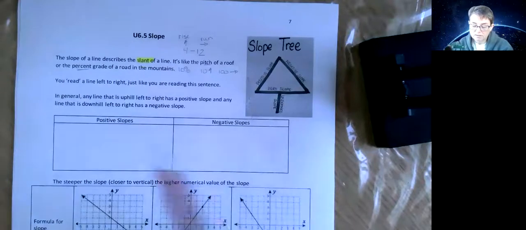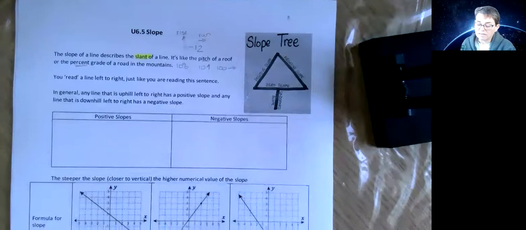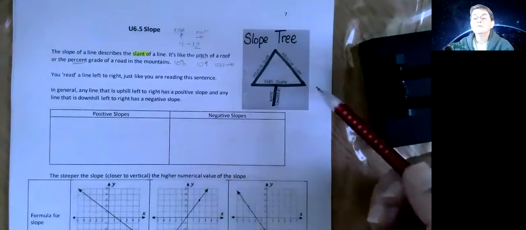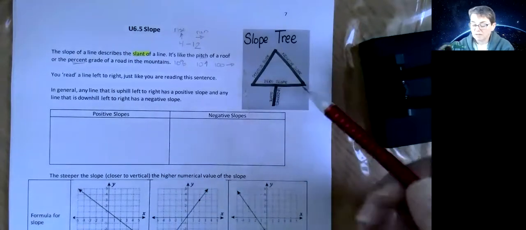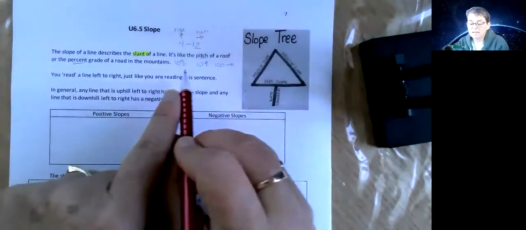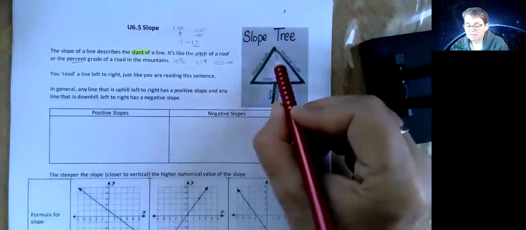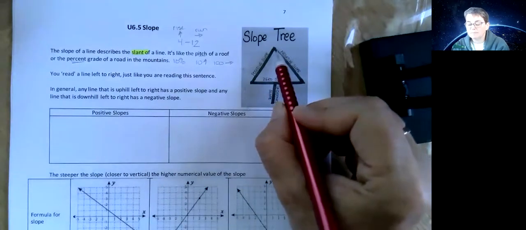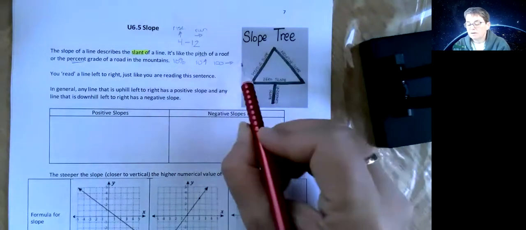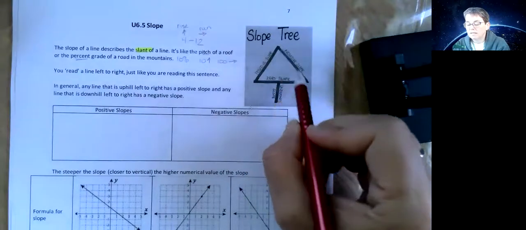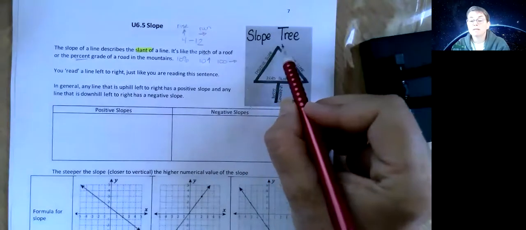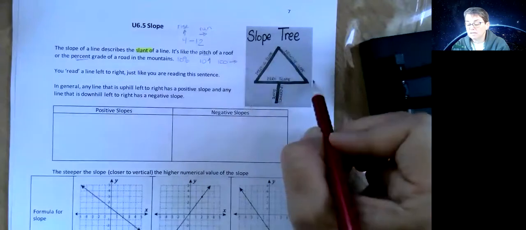In general, you read a line just like you'd read a sentence, left to right. I found this cool little slope tree, and I think it's brilliant. So we're reading this way. Any line going uphill, left to right, has positive slope. If you put a ball at the start of the line and it goes downhill, that's negative slope.